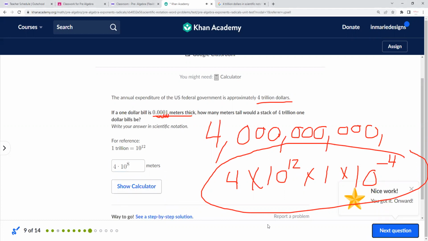You can also just type in $4 trillion. So I'm putting in my calculator 4 trillion. So that's 12 zeros. 1, 2, 3, 4, 5, 6, 7, 8, 9, 10, 11, 12. If I multiply that by 0.0001, my calculator basically gives me a 4 with 1, 2, 3, 4, 5, 6, 7, 8 zeros, which is basically this in standard notation. So this is scientific notation, which they want. If I were to write it in standard notation, it would look like this.